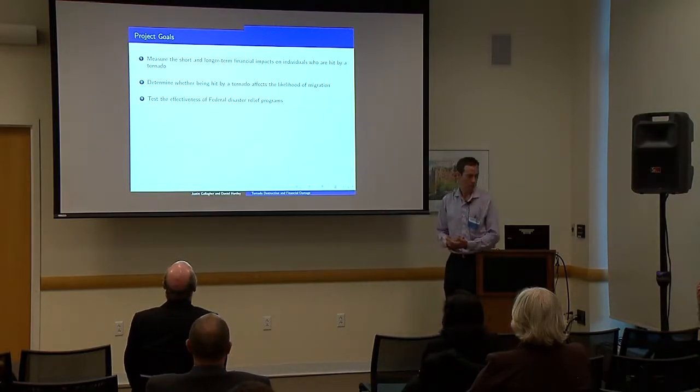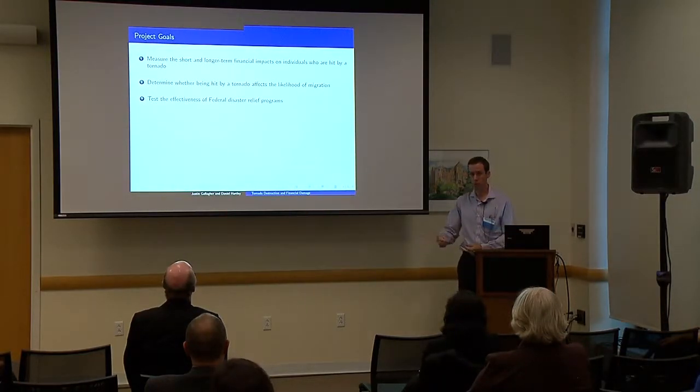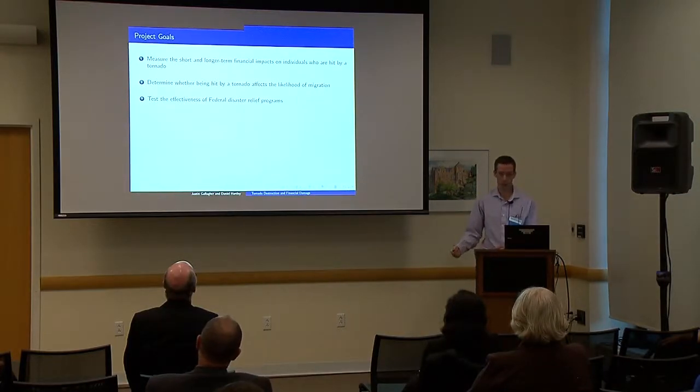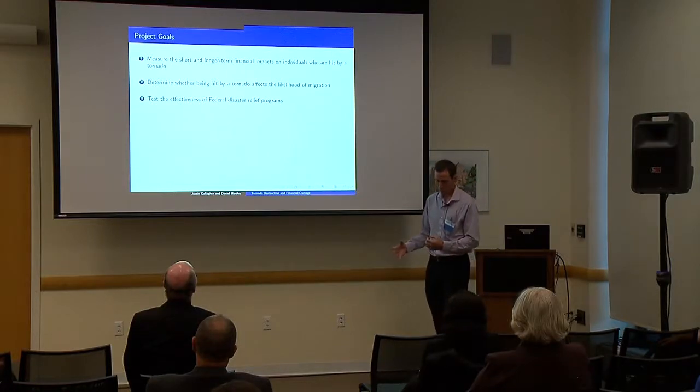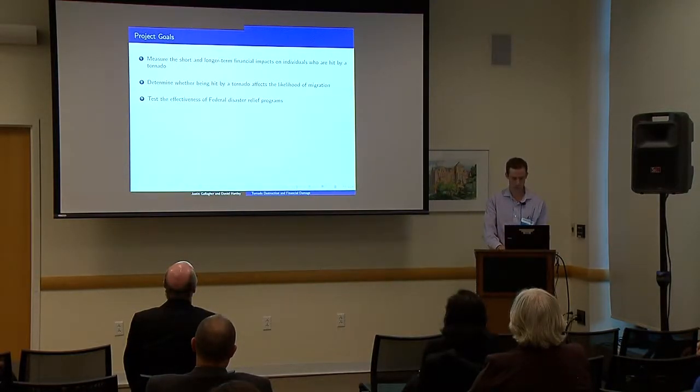So we want to measure the short and longer term financial impacts on individuals that are hit by a tornado, determine whether or not people that are hit by tornadoes are more likely to move to places that might have fewer tornadoes, and then test whether or not people that are hit who have access to federal assistance money from the government fare better after the tornadoes than people that don't have access to this federal government assistance.